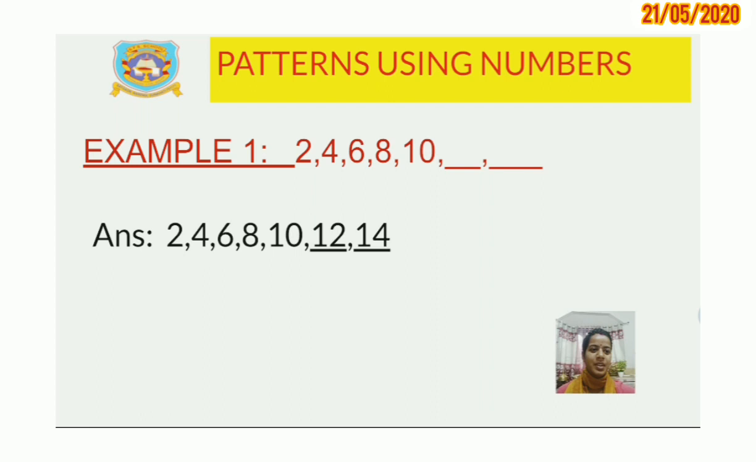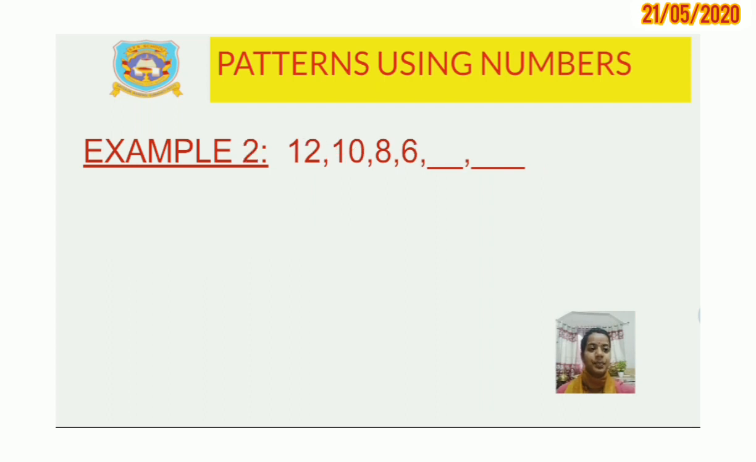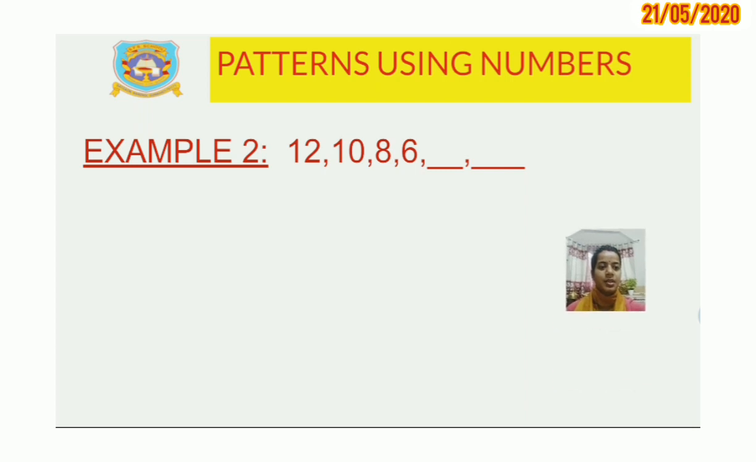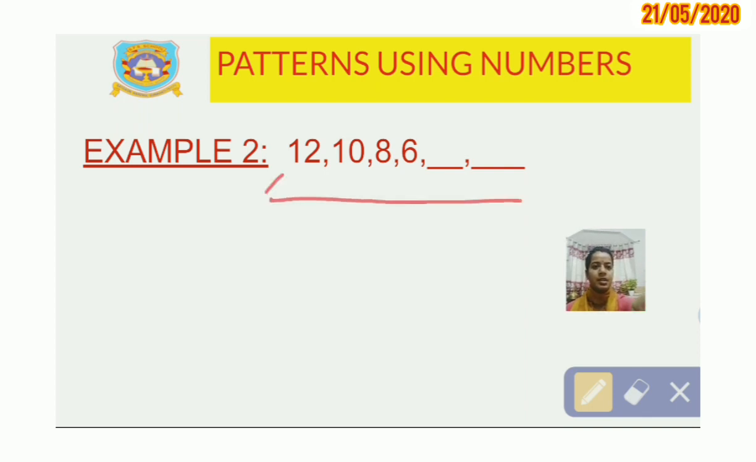Alright. Now, look at the second example. Here, the pattern is getting decreased. Earlier, in the example which we have done, the rule of the pattern was in increasing order, so we added the numbers by a certain value. Now in this example, the given pattern is in decreasing order, so we will perform subtraction. Look at the given pattern carefully. Can you identify the number by which the given pattern is decreasing each time?